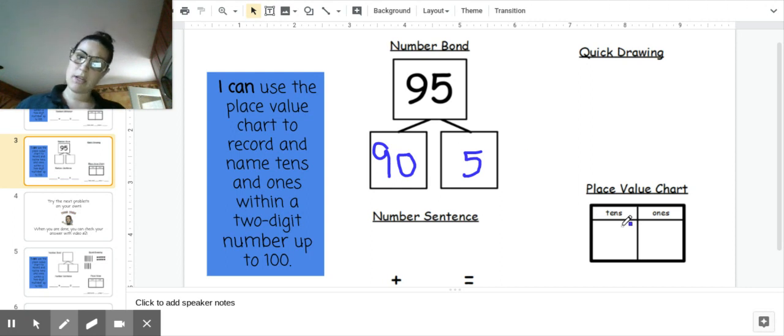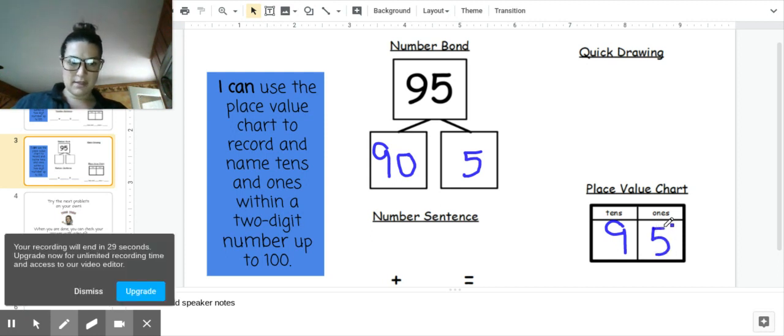So why don't we jump down here? We can do the same thing, except we don't have 90 tens. We've got 9 tens. And over here, we've got 5 ones, right? And then here, we've got 90 plus 5. And 90 plus 5 equals 95.